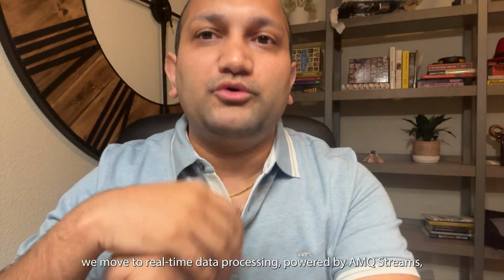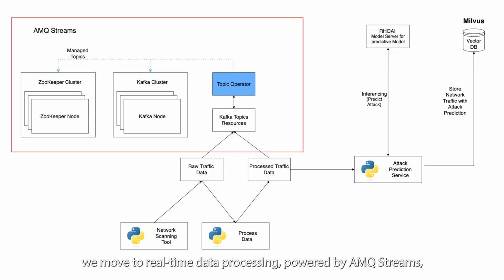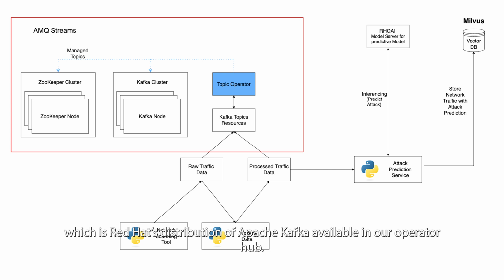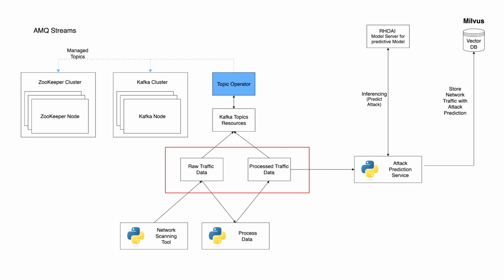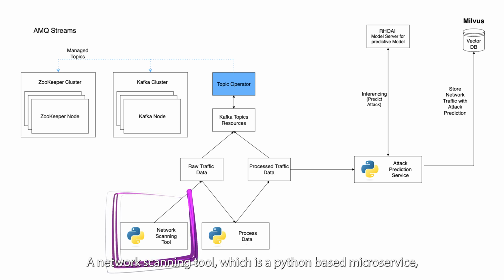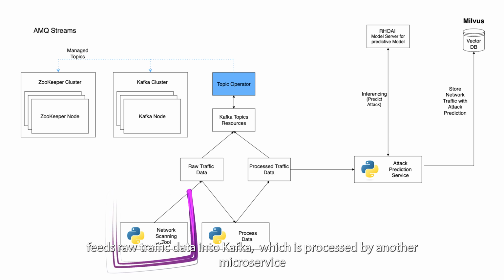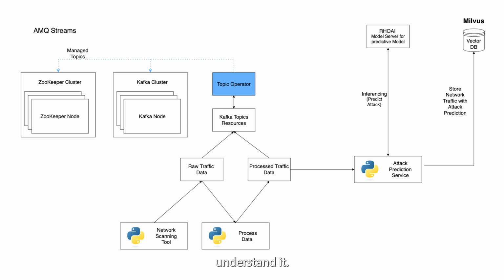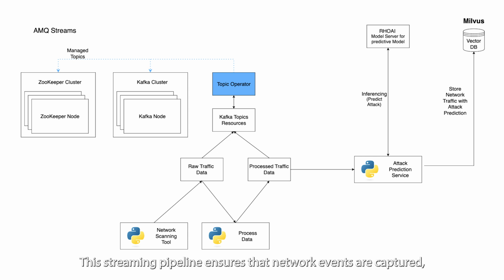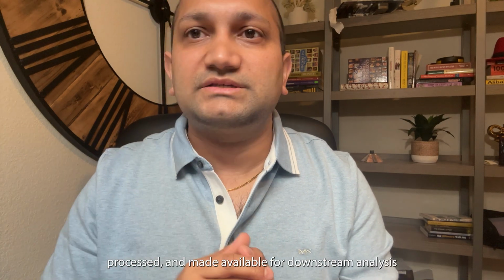In this stage, we move to real-time data processing powered by AMQ Streams, which is Red Hat's distribution of Apache Kafka available in our operator hub. The Kafka cluster handles both raw network traffic data and processed data streams. A network scanning tool, which is a Python-based microservice, feeds raw traffic data into Kafka, which is processed by another microservice to enrich it with meaningful attributes, meaning it will convert it into a format that our predictive model server understands. This streaming pipeline ensures that network events are captured, processed, and made available for downstream analysis and prediction.